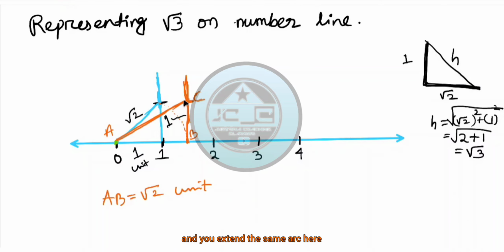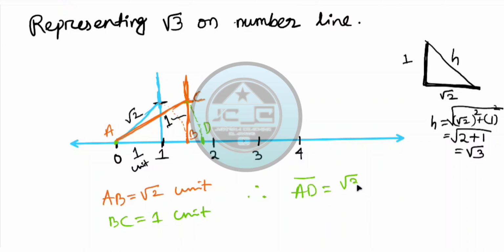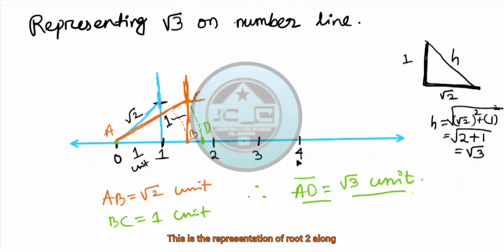And you extend the same arc here, up to the number line, and name it as D. AB is root 2 unit and BC is 1 unit, and certainly therefore the distance AD is equal to root 3 unit. This is the representation of root 2 along with root 3 on the number line.